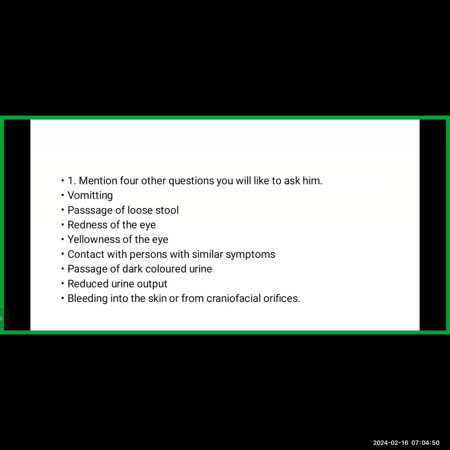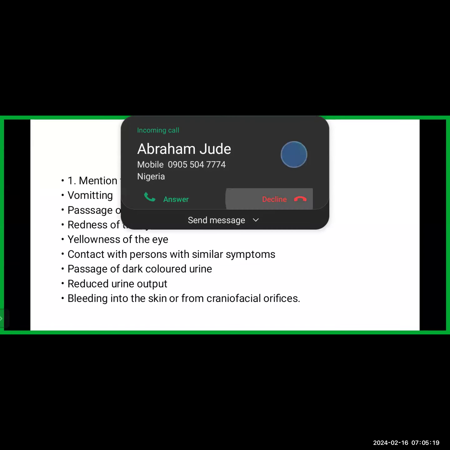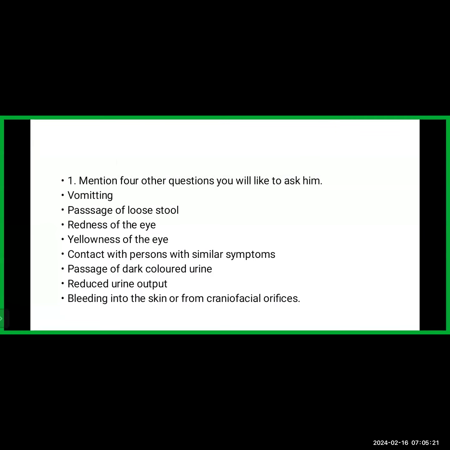Okay, so I want to ask him other questions like history of vomiting, passage of loose stool, the quantity, the number of episodes of loose stool, if there's blood in the stool. I want to ask about redness of the eye or yellowness of the eye. I want to ask about passage of dark colored urine and if there's reduced urine output. I want to ask him about contact with a person with similar symptoms, which is most likely because he is a medical officer at the casualty unit of the hospital. I also want to ask about bleeding into the skin or from any other craniofacial orifices. Next slide, please.